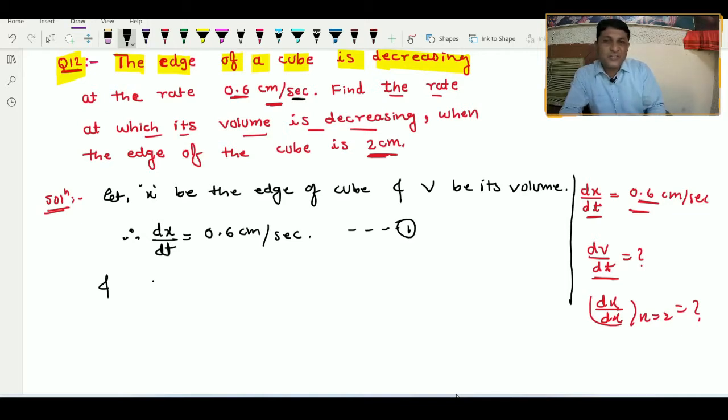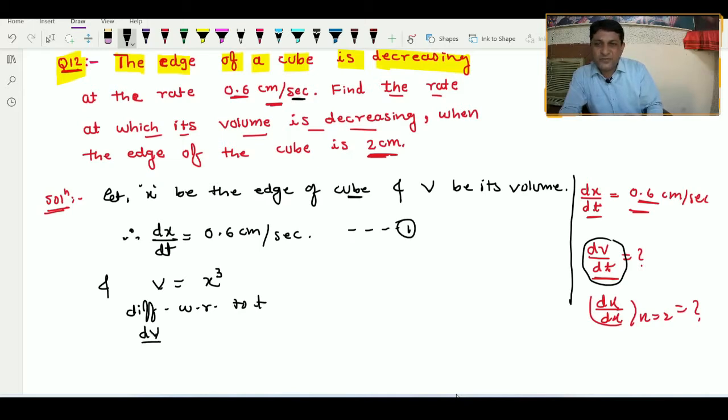And our example is related with volume. So we know that for a cube, volume is equal to edge cube. Edge we have denoted by x. So here we can say that volume is equal to x cube. Our required value is dv by dt. That's why we are differentiating it with respect to t. So differentiate it with respect to t. Let us see what we will get.